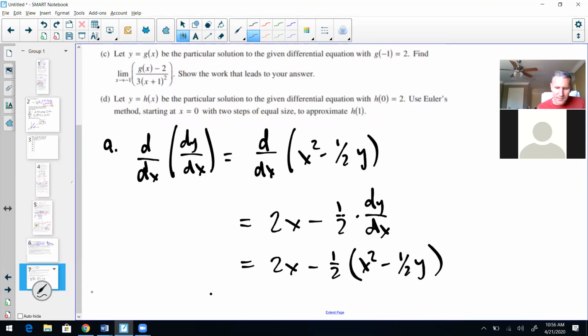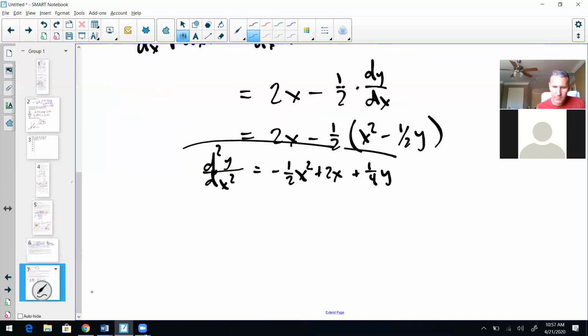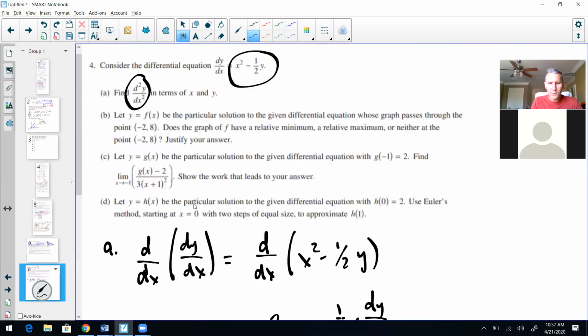So we would say that the second derivative with respect to x is negative 1/2 x squared plus 2x plus 1/4 y. That's what the second derivative of y with respect to x would be. So you had to use implicit differentiation for that.